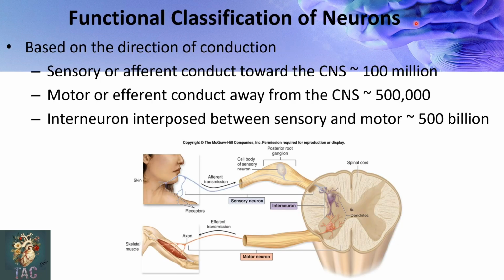Then the functional classification of neurons based on direction of conduction, again sensory, motor or interneuron. Sensory neurons conduct towards the central nervous system, more than 100 million neurons. The motor neurons conduct away from the central nervous system, more than 5 lakh, and interneurons interpose between sensory and motor. There is a large number of neurons, more than 500 billion neurons are interneurons in nature.